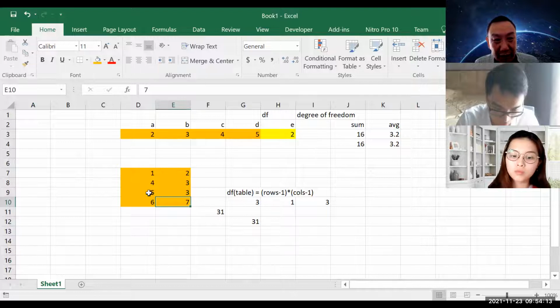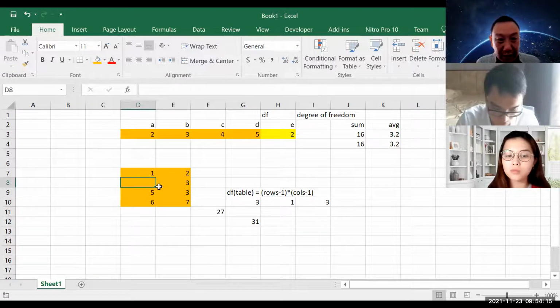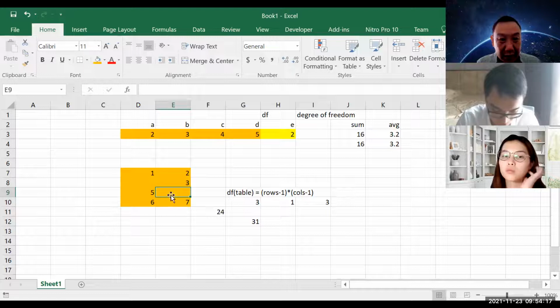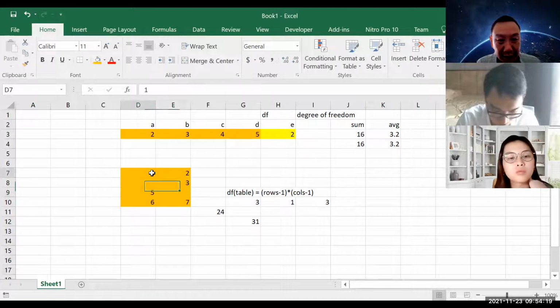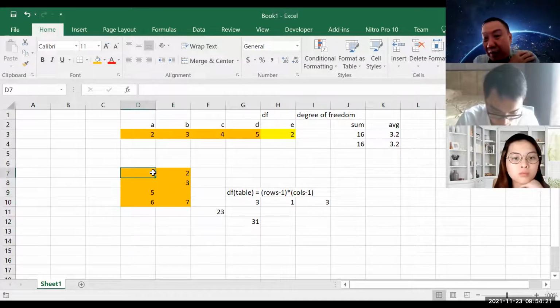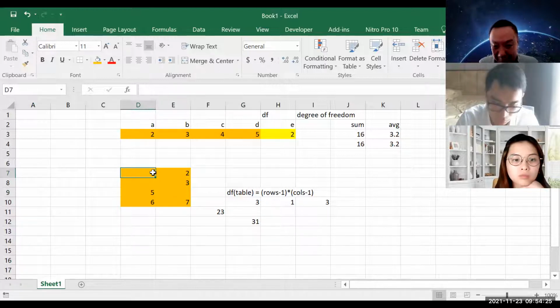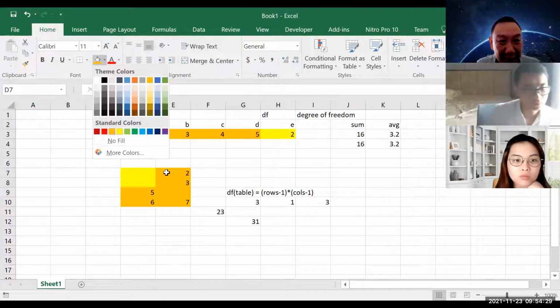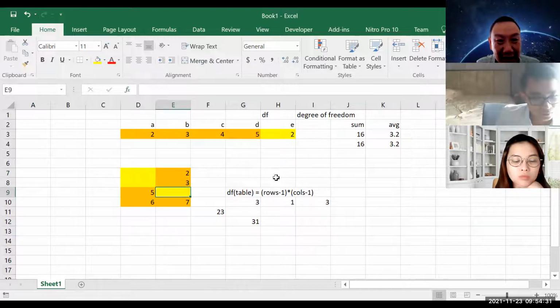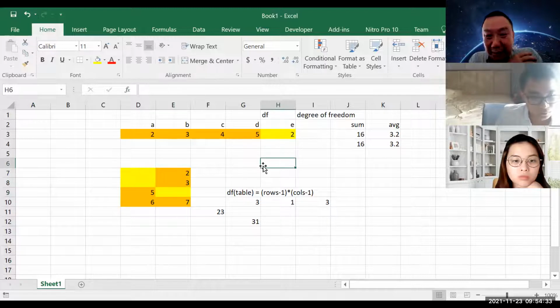For example, I delete this value, I delete this value, and I delete that value. I can still recover. Okay, look, I recover this. Can you recover this or not? I randomly delete. Can you recover that the sum must be 31, not 23?